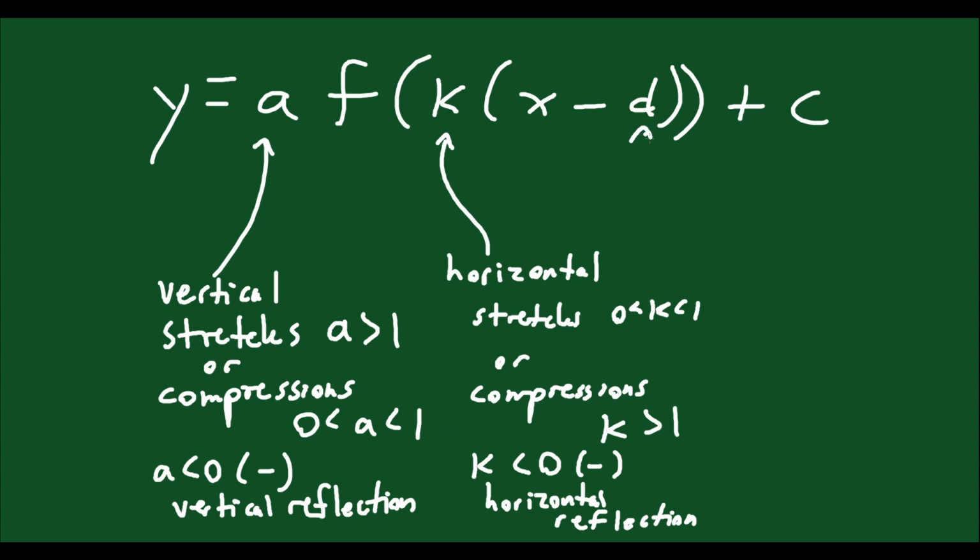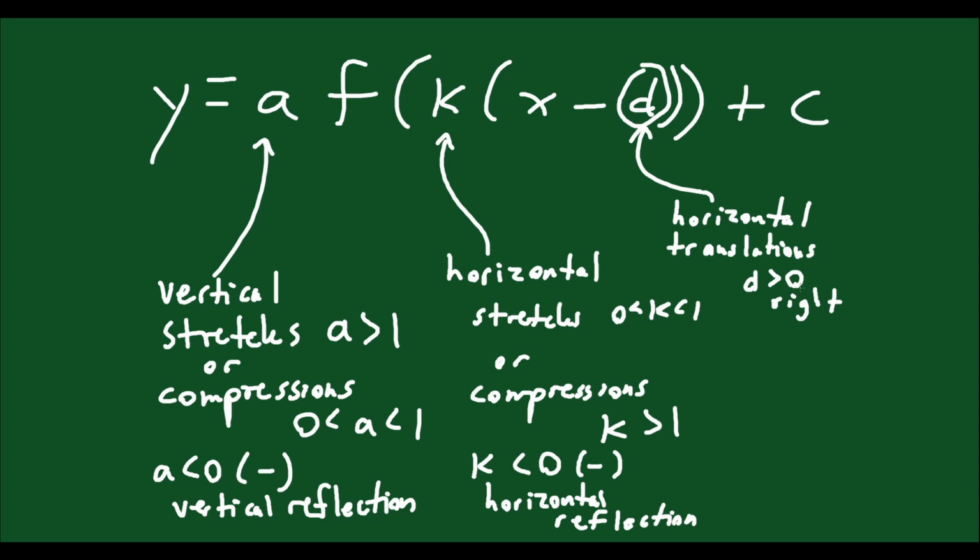Now you have your d value here, which we know accounts for horizontal translations, or you might call that horizontal shifts. That's how I like to refer to it. So if d is positive, bigger than 0, that means that we're moving to the right. And now you might be saying, wait a minute, that's the opposite of what I learned. Well, I'm saying negative d. So if just the d is positive, that means that overall this whole thing's negative.